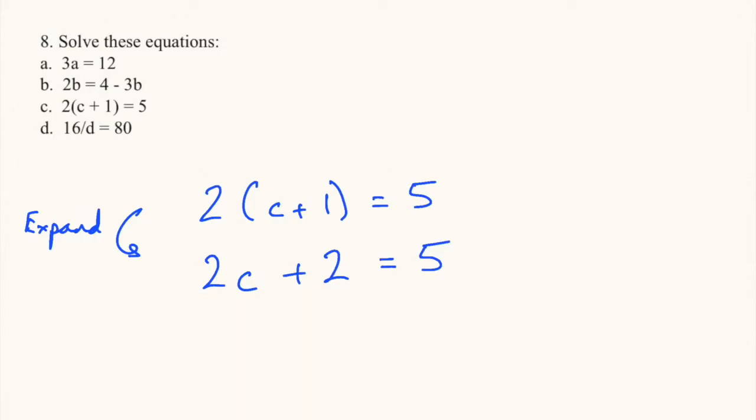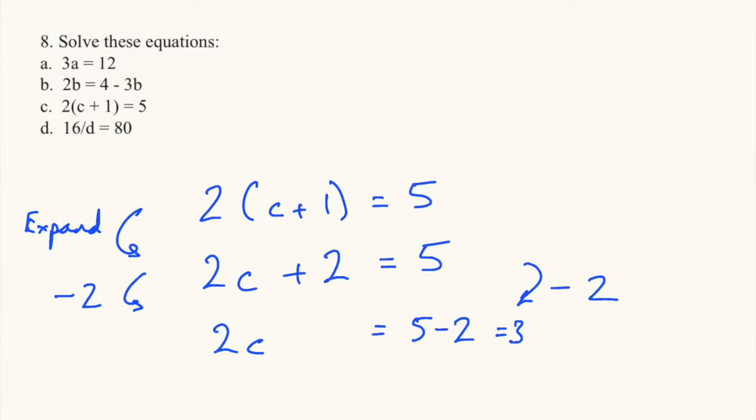And again I want only terms with c in the left-hand side, so I'm going to take the plus 2 and move it to the right-hand side by subtracting 2 from both sides. This will leave me with 2c equals 5 minus 2, which is equal to 3. And then I've got 2 times c, so I'll now divide by 2. This will leave me c on the left-hand side and 3 divided by 2 on the right-hand side.